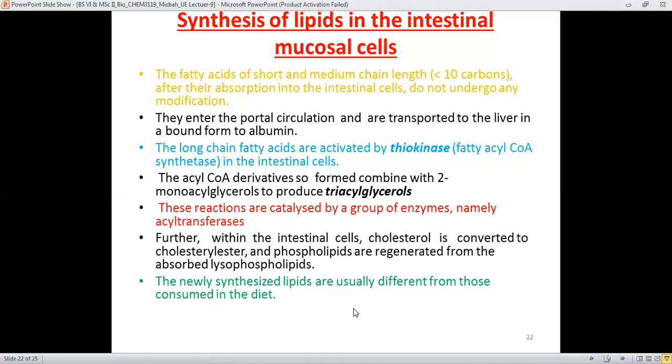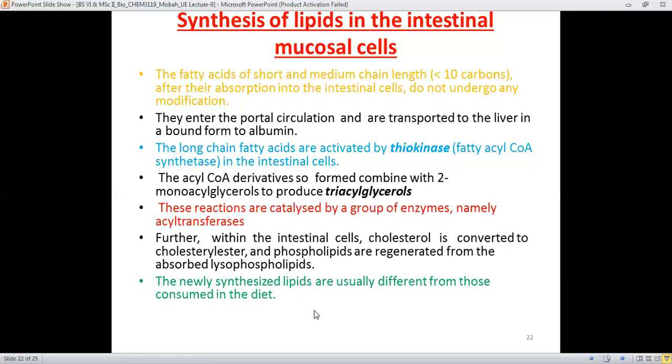And the long chain fatty acids are activated through the enzyme thiokinase in the intestinal cells. And the acyl CoA derivatives so formed combine with the two monoacyl glycerols to produce the triacyl glycerol back. From the triacyl glycerol, there was formation of two monoacyl glycerol. Now the back reactions are going to occur. Therefore, it is called resynthesis of the lipids in the intestinal mucosal cells. And the enzyme which catalyzes these reactions is called acyl transferase.